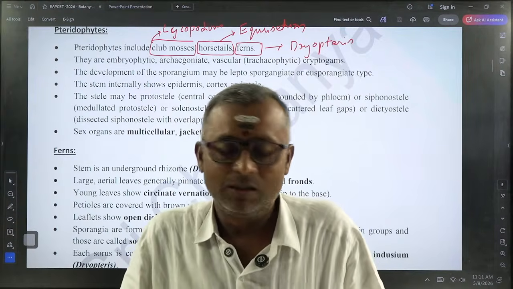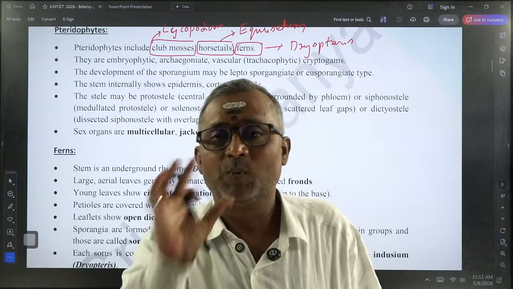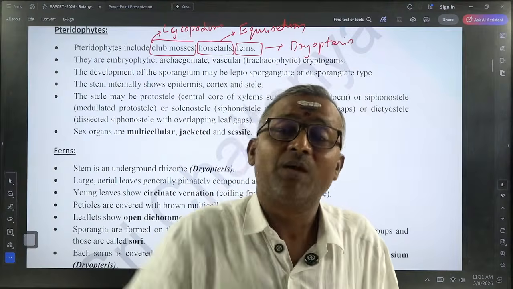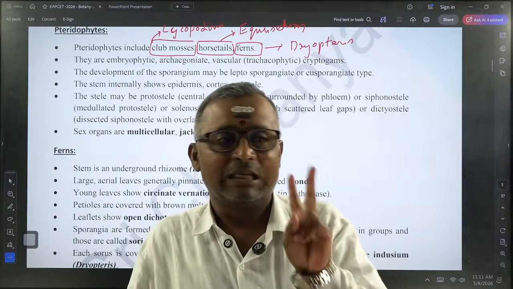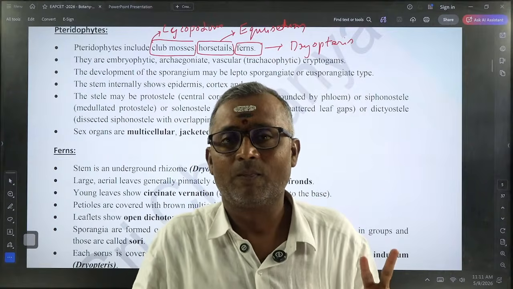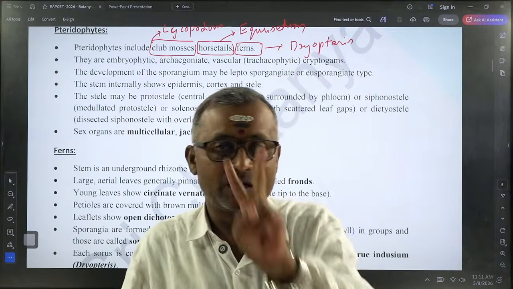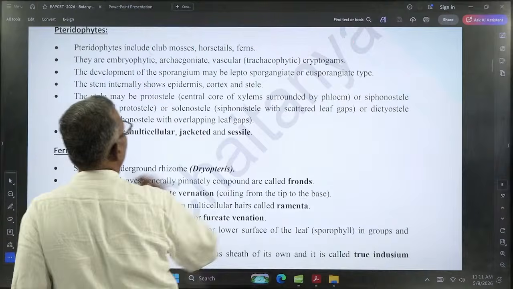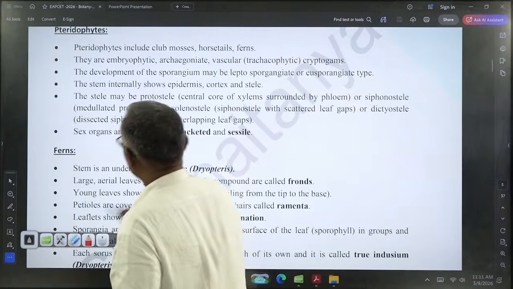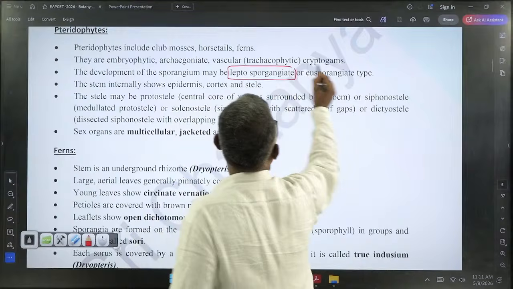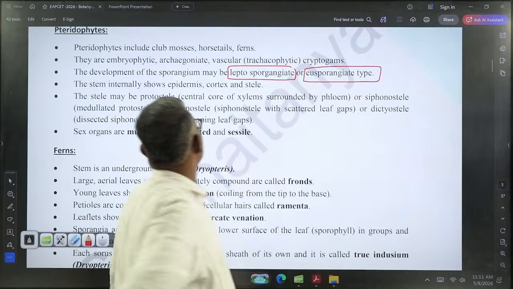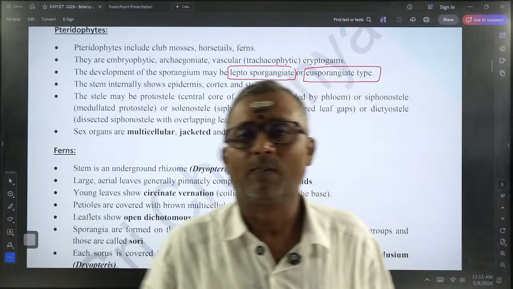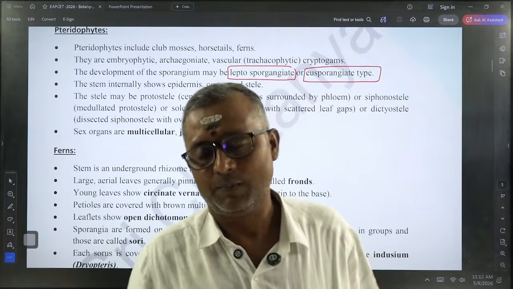In the NCERT book, they did not mention how sporangia originate on the sporophyll, but in the state book, they have given it. The sporangia development on sporophyll takes place in two different ways. One is leptosporangiate type, and the second one is eusporangiate type. These two things you have to remember. What are they? Leptosporangiate type and eusporangiate type.